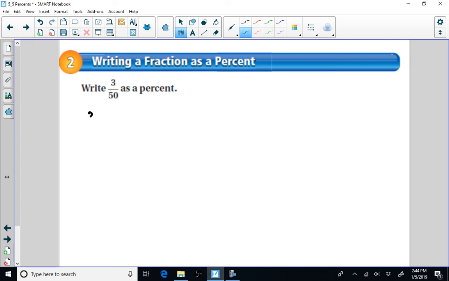If I start with 3 over 50, and I want to write 3 over 50 as a percent, I want to write an equivalent fraction with a denominator of 100, because the word percent means out of 100. Well, in order to go from 50 to 100, we had to multiply by 2 in the denominator. To keep the ratios equivalent, I'd have to multiply by the same factor in the numerator, so 3 times 2 would be 6. So 3 out of 50 as a percent is 6 out of 100, which is 6%.